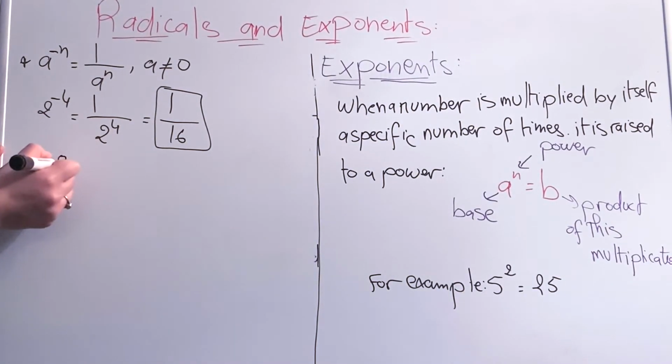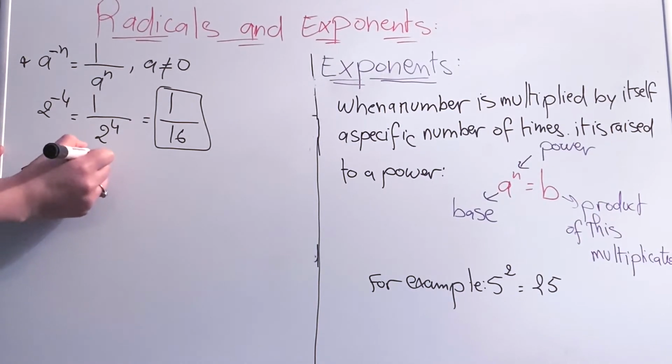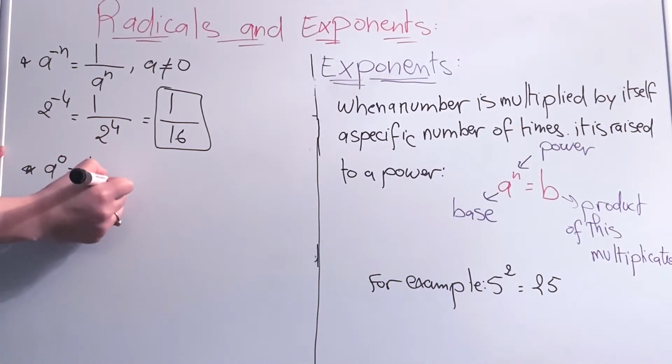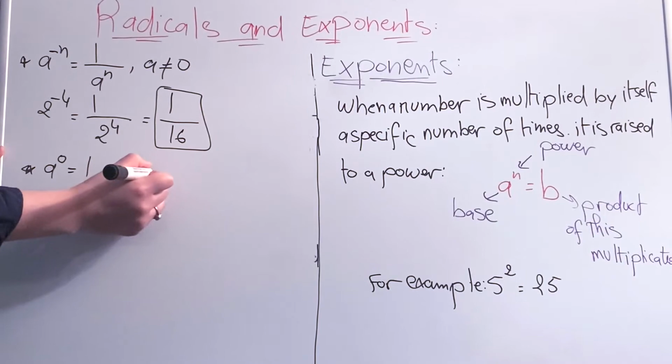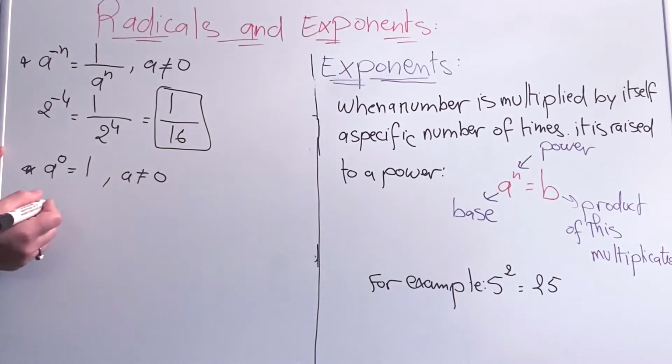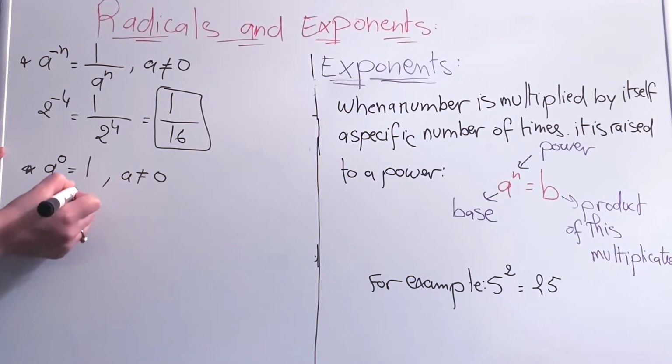A raised to the power 0 is equal to 1, whereas a should not equal 0. For example, 2 raised to the power 0 is equal to 1.